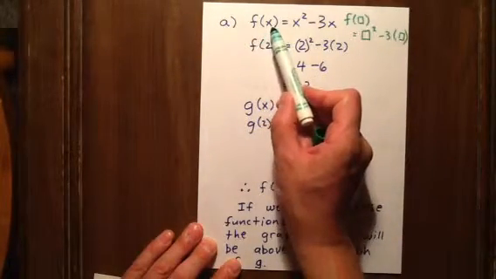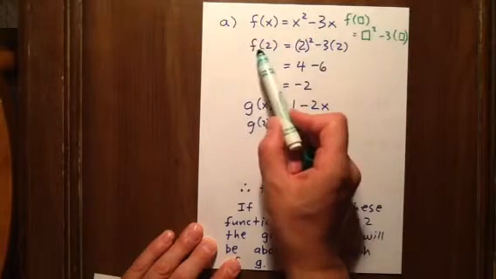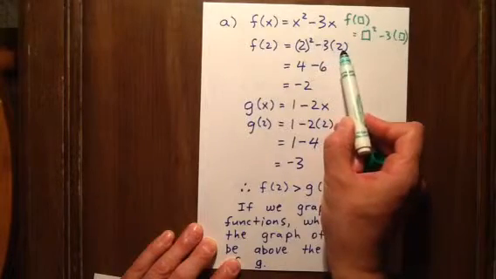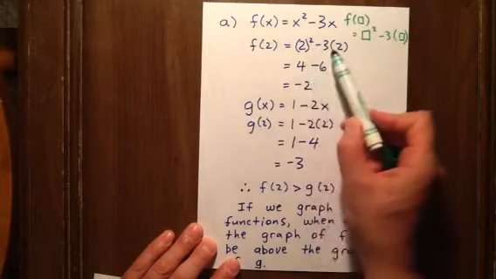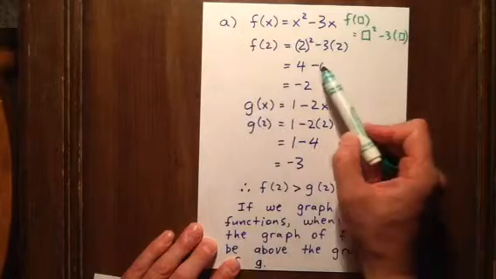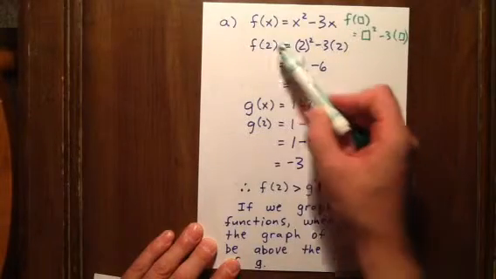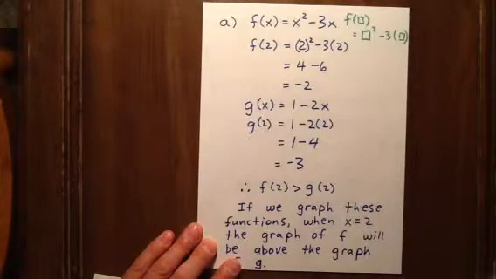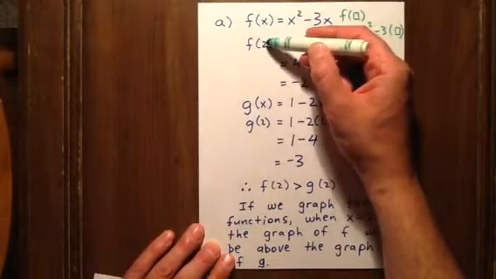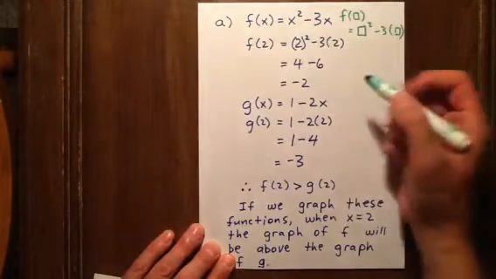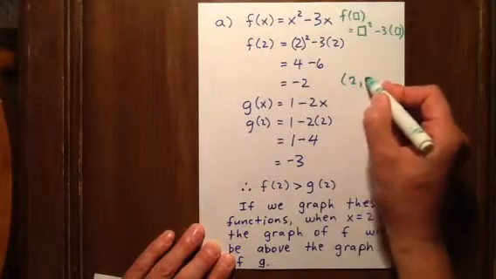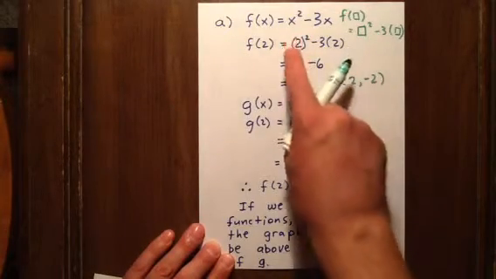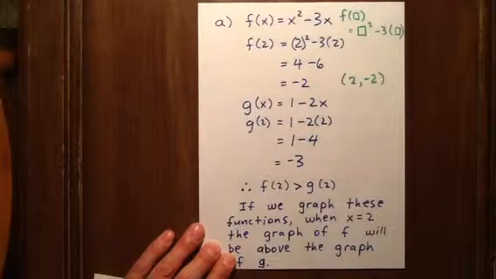So f at x is x squared minus 3x. That means f at 2 is 2 squared minus 3 times 2. Well, 2 squared is 4, 3 times 2 is 6, 4 minus 6 is negative 2. So f at 2 is equal to negative 2. And what that means is that for this particular function, when the x value is 2, the y value will be negative 2. So that means the point (2, -2) would appear on the graph of that function.